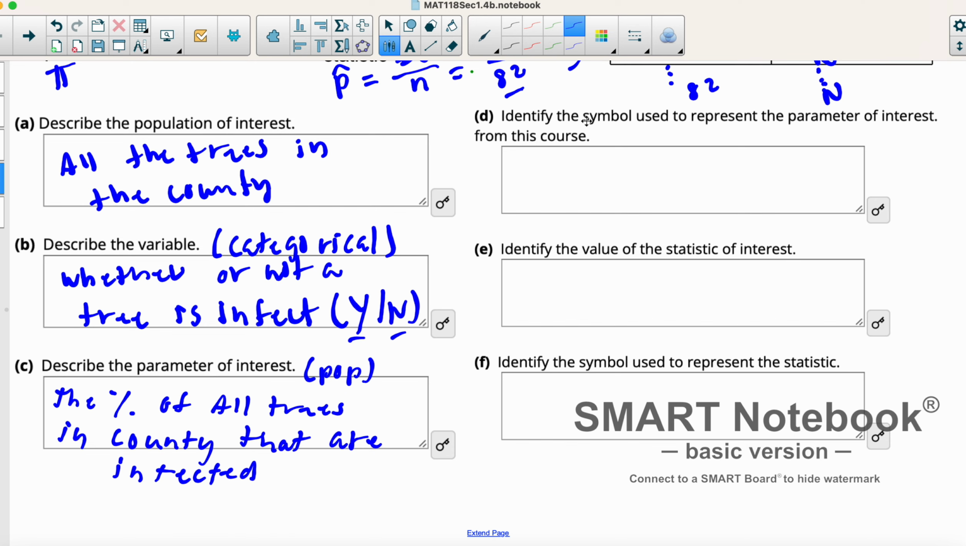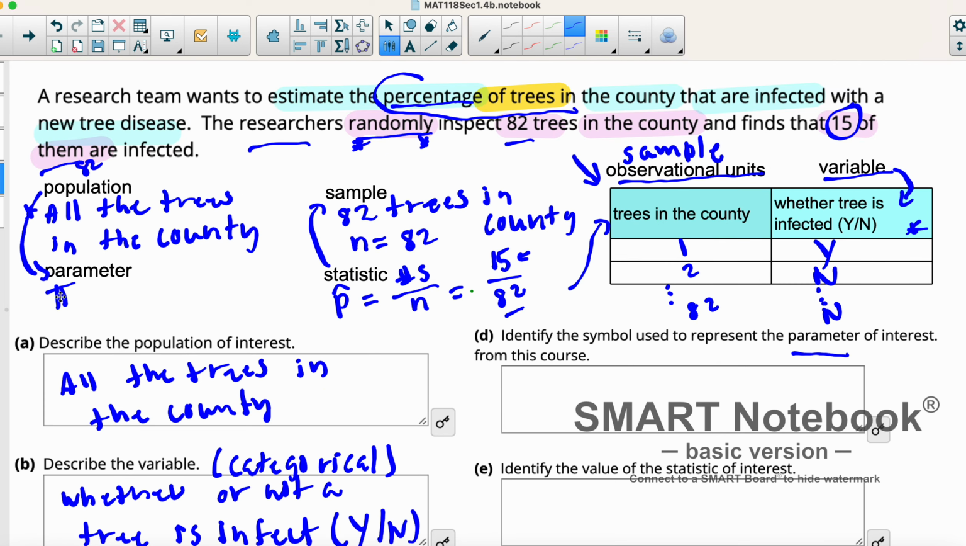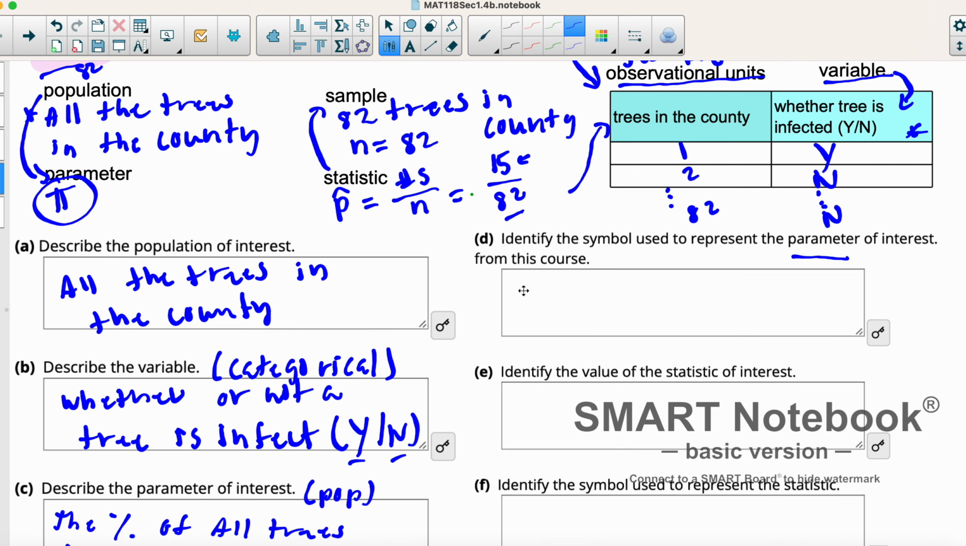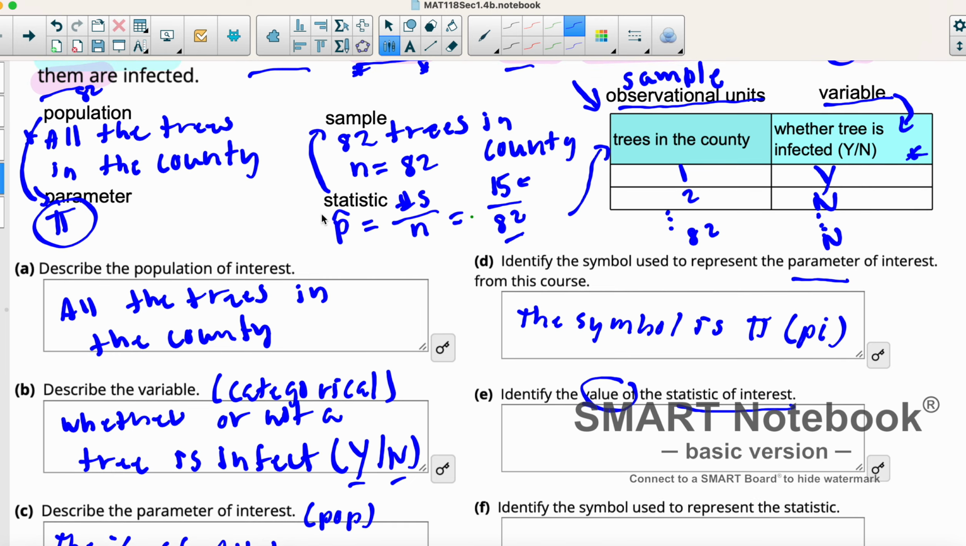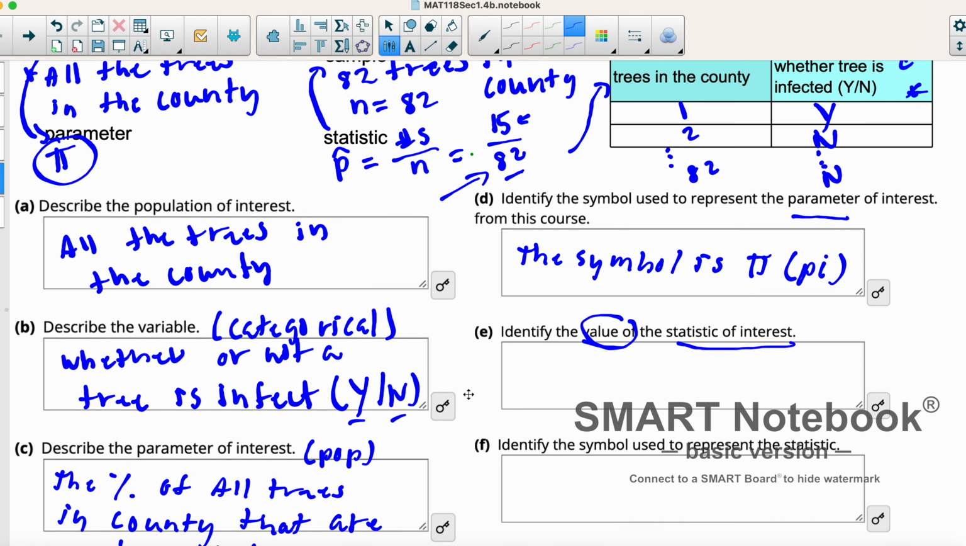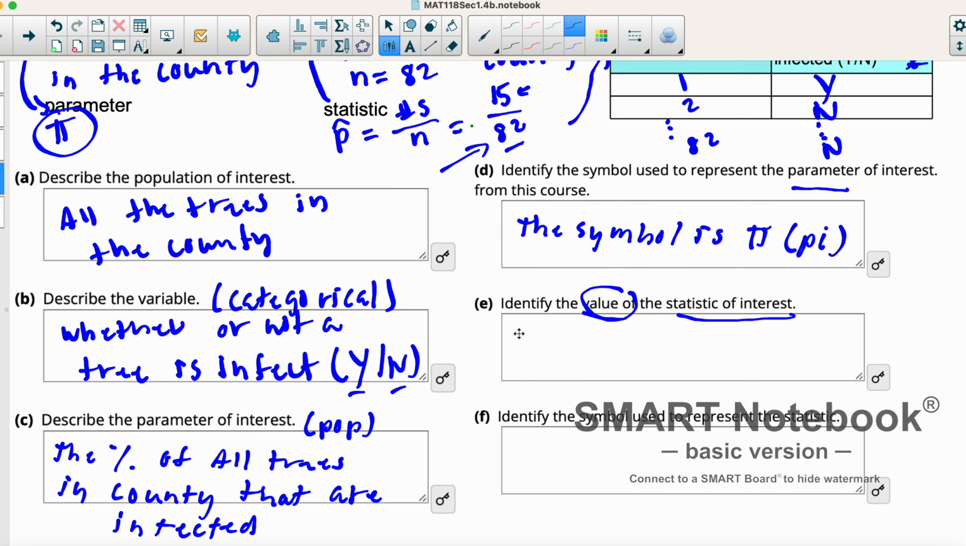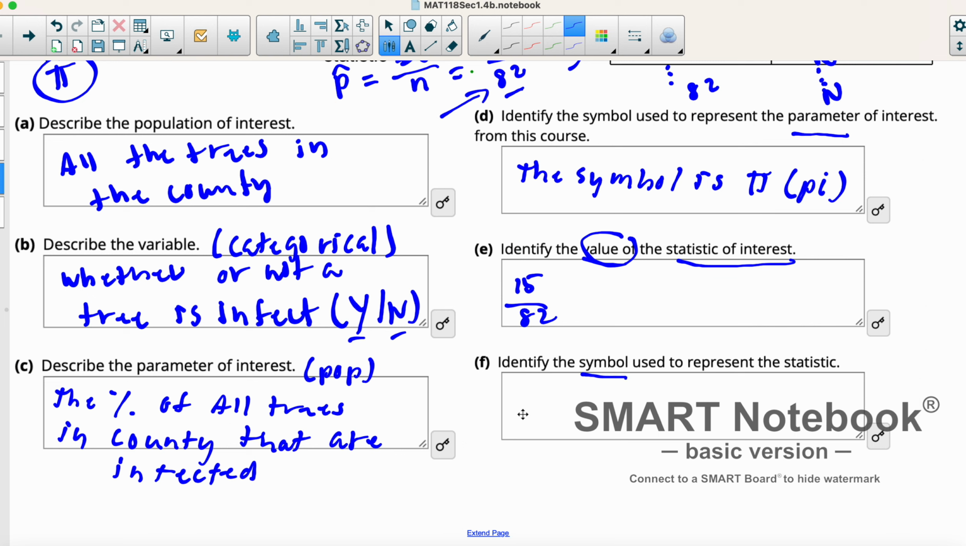All right. Then it says identify the symbol used to represent the parameter of interest. We already established that it's pi. The symbol is pi. You can just write out pi. And then it says the value of the statistic of interest. We actually have the value right up here. It's this proportion. The value of the statistic is 15 trees out of 82. And the symbol used for that, we already established, is p hat. That's it.